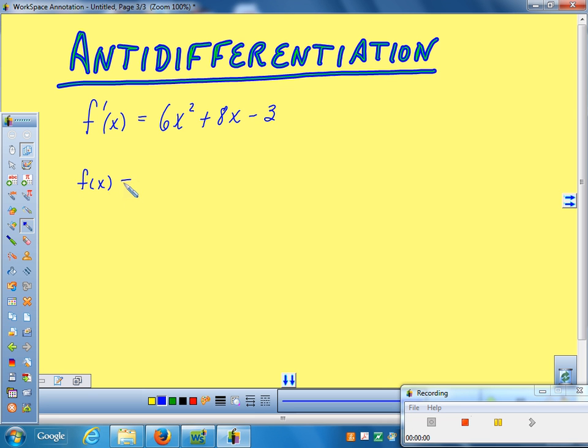What would your constant be? So I'd have a 2x to the third. You divide by n plus 1. Would it be 4x squared then, the next one? Yeah, you divide by n. We have agreement. Is it 4x squared?